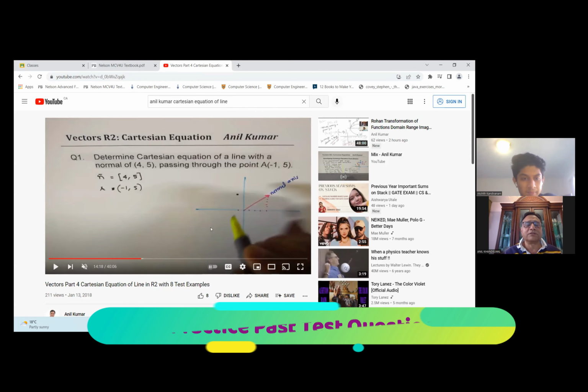Can you please read the question and answer? Determine the Cartesian equation of a line with a normal of (4, 5) passing through the point A (-1, 5). How will you do it? If the normal is (4, 5), then they gave us the values of A and B. So we can fill that in: 4x plus 5y plus c equals 0. Now just sub in (-1, 5) and solve for c. Once you have the value of c, you have the equation of the line. Correct? Move forward.